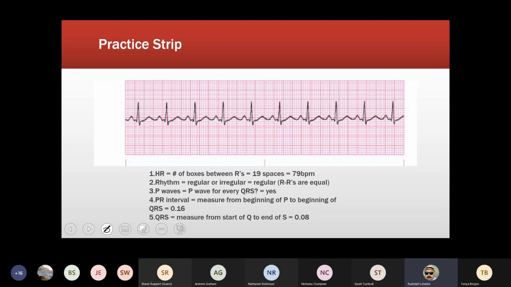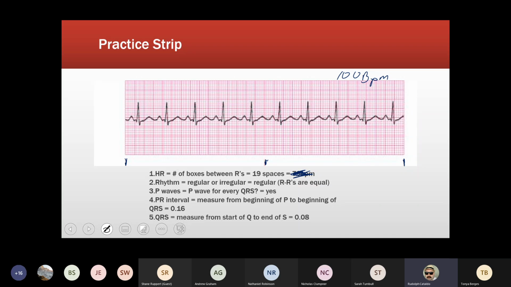All right, so 6-second strip. We're going to use this as a practice strip. There's my 3 lines showing it's a 6-second strip. Somebody tell me my rate without looking at the bottom here. 100. Okay, we've got 10 complexes, so I've got a rate of 100 beats per minute. Kudos to you for counting, because I put the wrong number at the bottom on purpose.